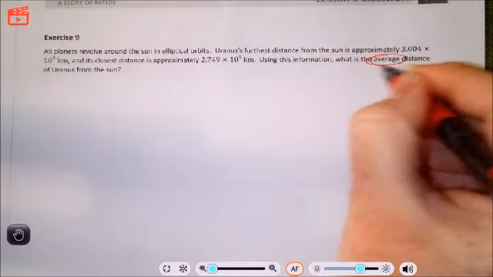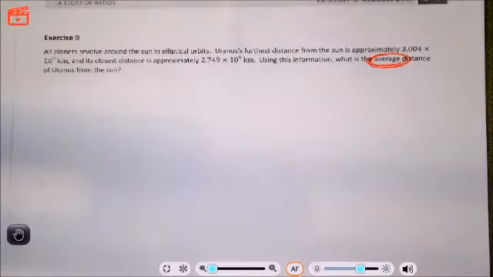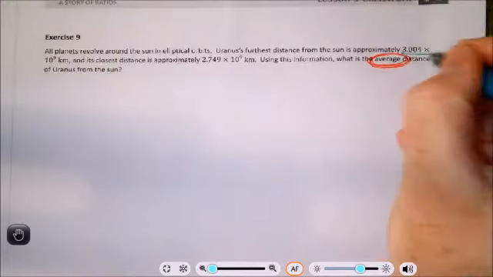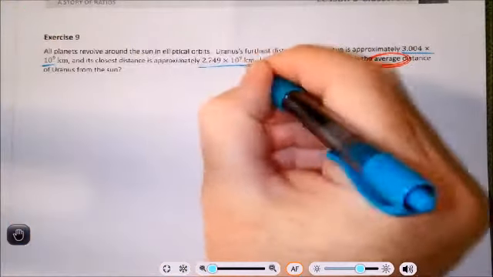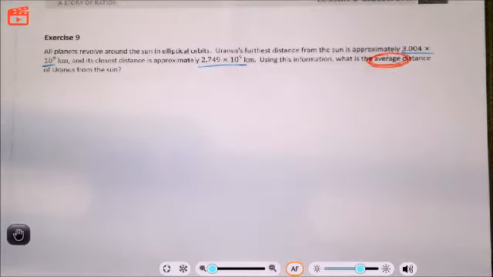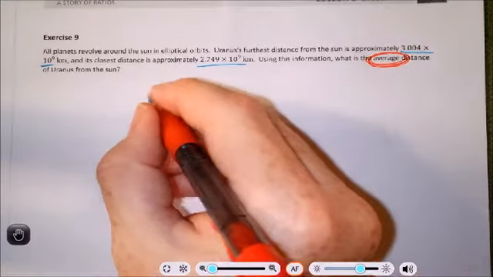Well, average is the type of math we're doing. That's the key word there. Average means add them up and divide by how many numbers you add. So there are 2 numbers, the furthest distance and the closest distance. So we need to add both of these numbers, and then we're going to divide by 2 because there are 2 of them.